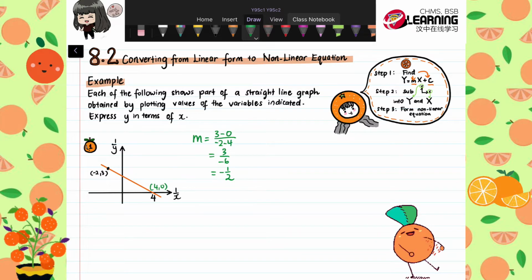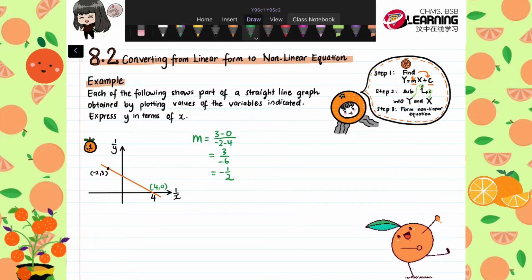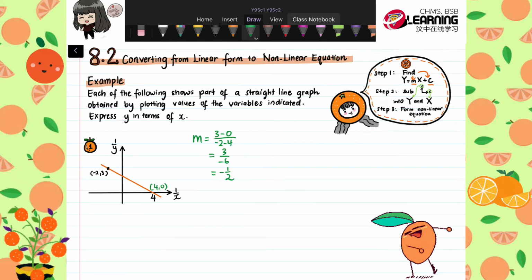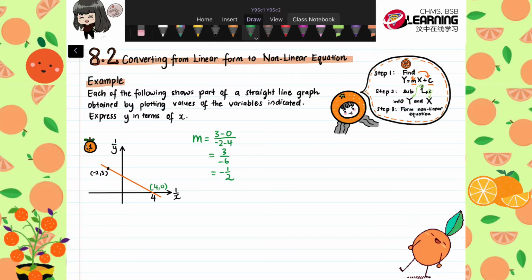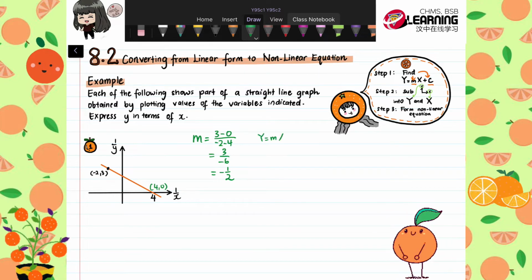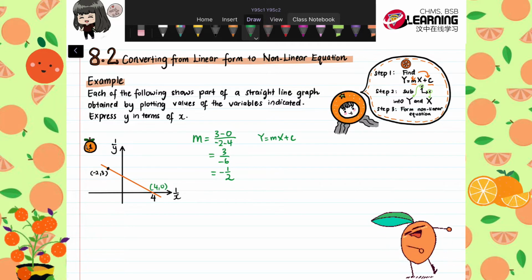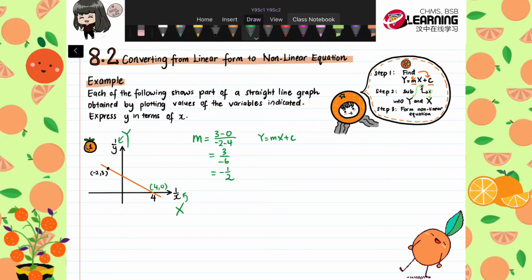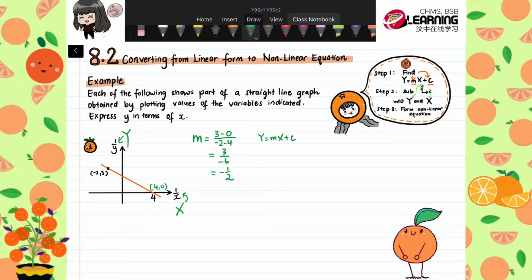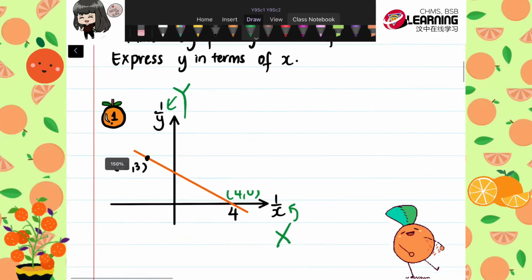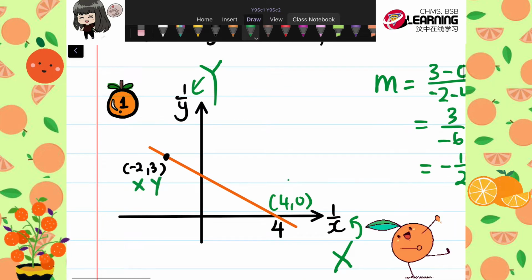Now you find m. The next thing you're gonna find in step 1 is finding c. So when you find c, please take note, you normally sub into y equals to mx plus c. Please take note of big Y and big X. This is your big Y, this is your big X. So normally we choose one point, we sub in. So what we do, we sub in straight away to our big Y, big X.